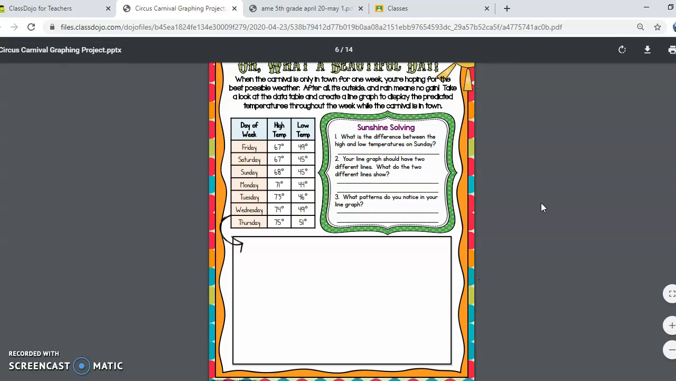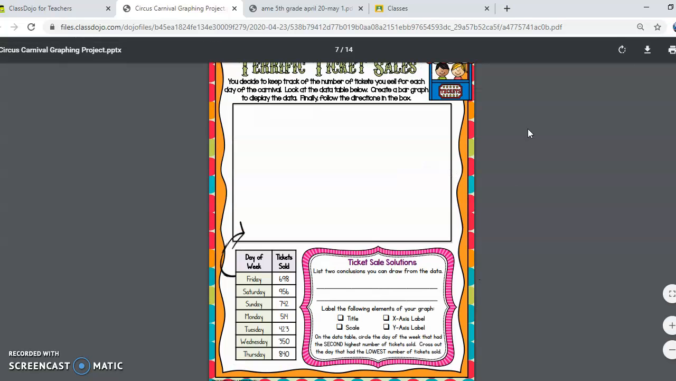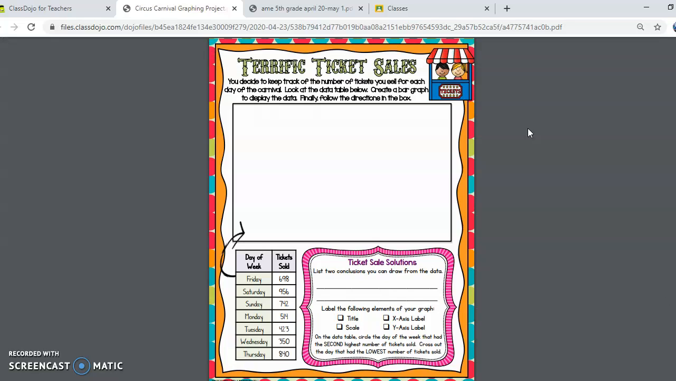Then for tomorrow's math, so this is for Wednesday, you have terrific ticket sales. So you decide to keep track of the number of tickets you sell for each day of the carnival. Look at the data table below, and then you're going to create a bar graph to display the data. Finally, follow the directions in the box. So bar graph is where you've got the bars, plain and simple. This one's not going to be a double bar graph, it's just single. You'll have each of these numbers. You'll have your days of the week and your tickets sold.